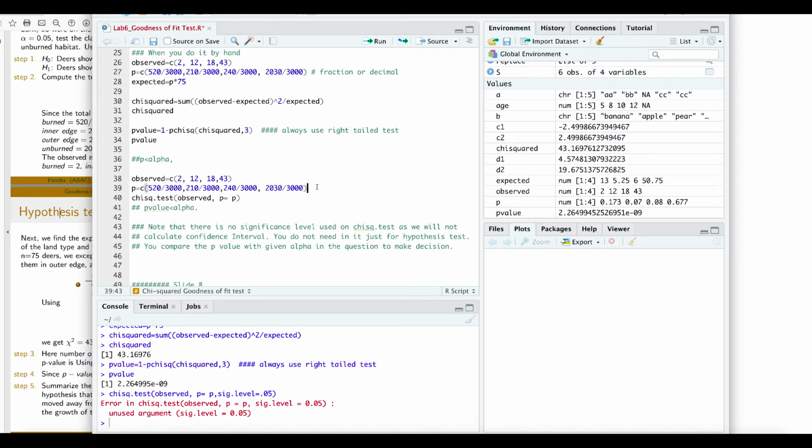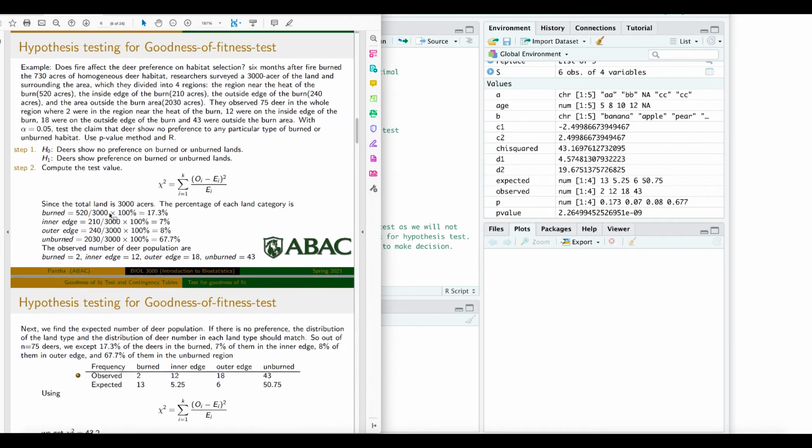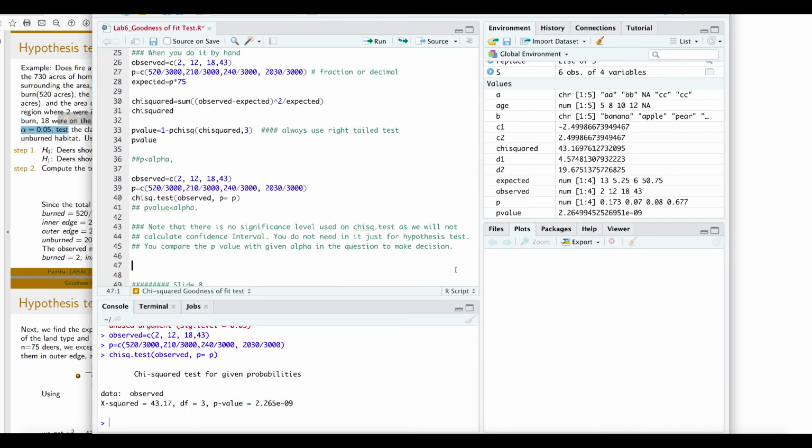That is why what we are doing here is basically just finding the p-value. Okay, not the confidence interval. So for any alpha, it may be 0.05, 0.1, 0.01, 0.02, like that, you will compare with the p-value, right? For example, here, let me run that one. So this is what you got, right? The p-value is 2.265 times 10 to the negative 9. So this p-value is very small. If your alpha value is given by the question, for example, here the alpha value is given as 0.05, right?